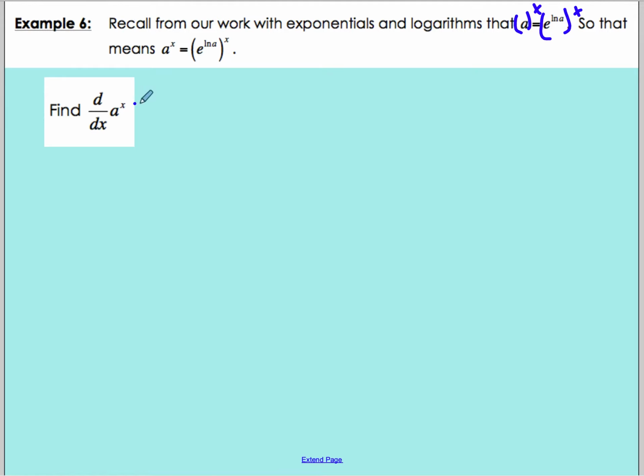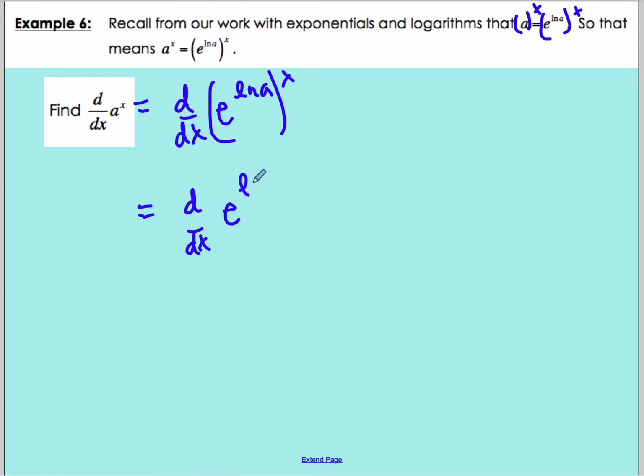Okay, so first thing we're going to do is substitute. What's equivalent to a to the x? This piece right here. So it's e to the ln of a, all raised to the x power. Okay, and now I really have a power to a power. And so in order to do a power to a power, I can multiply those two. So I really have e to the ln of a times x. And I have to write the d over dx.